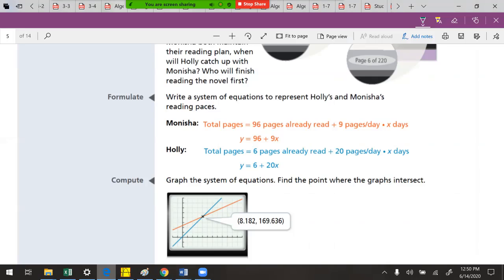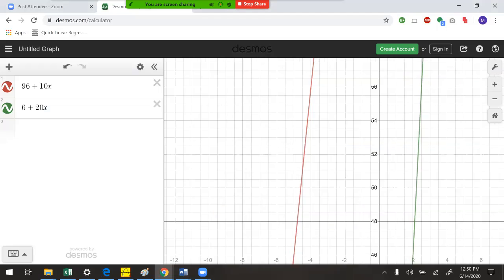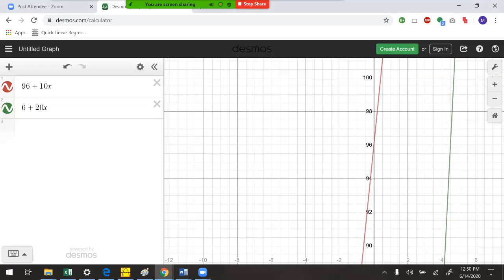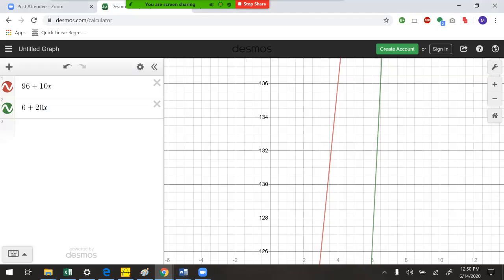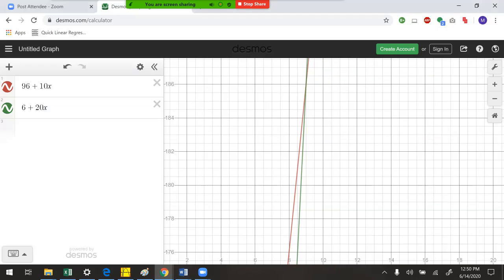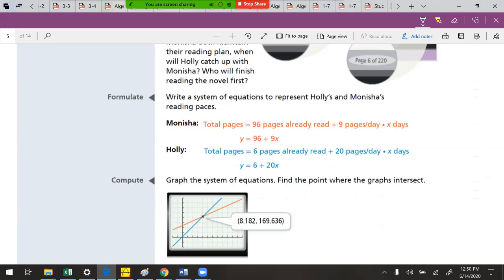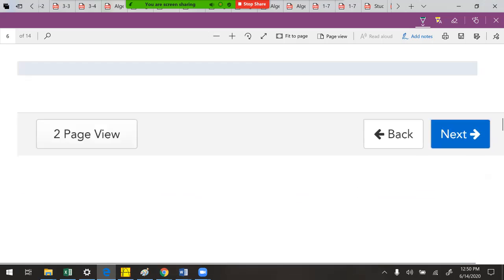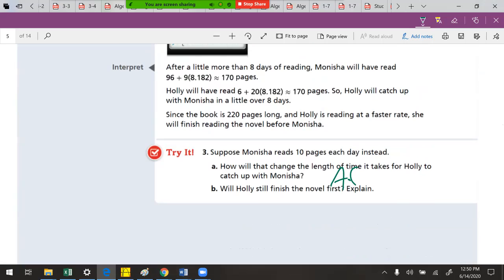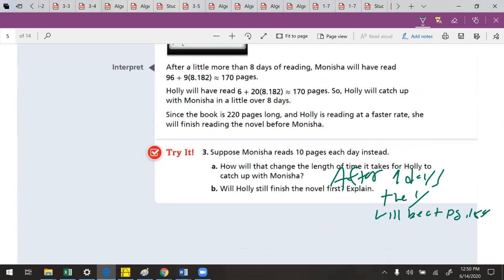6 plus 20x, 96 plus 9x. Well, we know that 96 is somewhere up here. Okay, we've got to keep going, keep going, boom, right there. After 9 days, they're going to be at page 186, okay? From both, so after 9 days, they will be at page 186. That's part A.